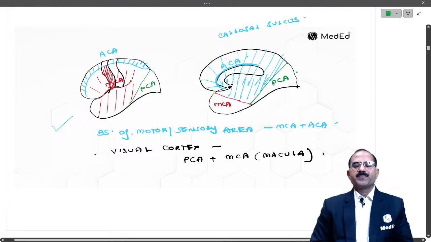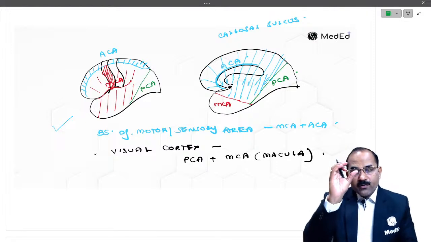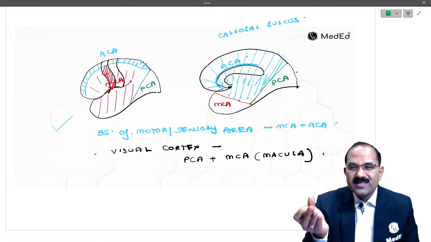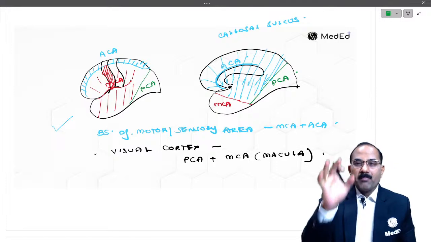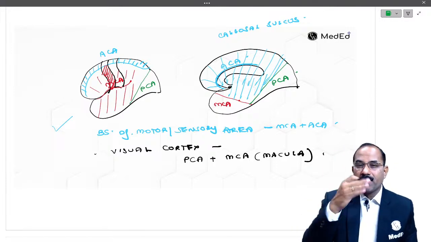Very good. The middle cerebral artery supplies the macula. The macula is an area of very fine vision. So, if there's a thrombosis of the posterior cerebral artery, it leads to blindness with macular sparing. The macula is spared. Why? Because the macula is supplied by the middle cerebral artery.